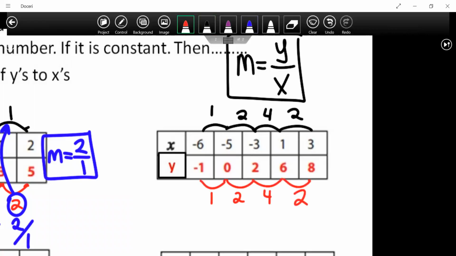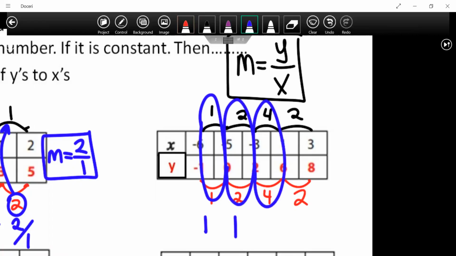So what's our ratio? If I go with my ratio, what's 1 over 1? 1. What's 2 over 2? What's 4 over 4? What's 2 over 2? What's my slope? 1 over 1, or 1.